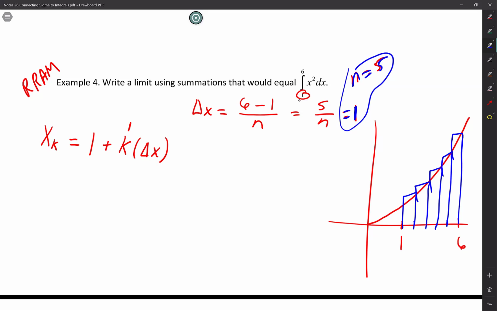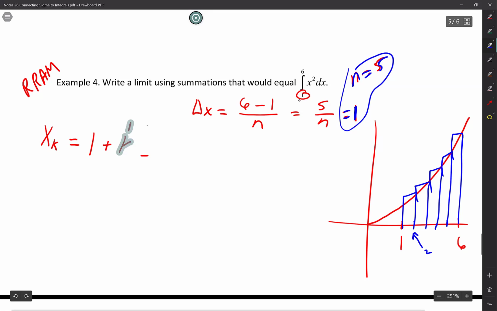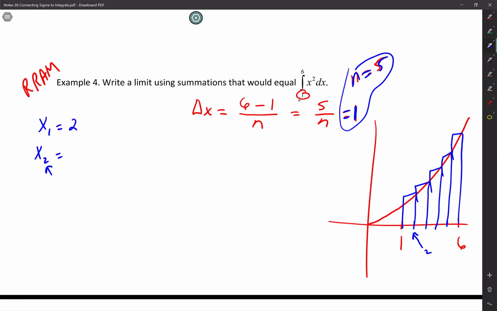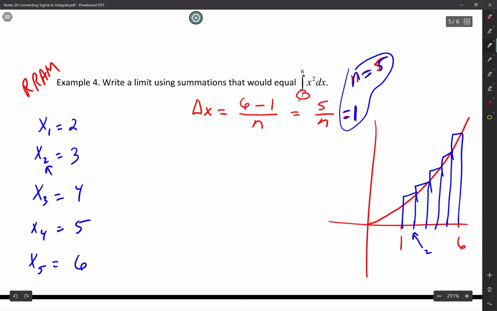Are we still okay? What is this first x value? Well, that first x value is a 2. Don't write this down, I'm just trying to get you guys to see if you can figure this out. My first rectangle is a 2 for RRAM. My second rectangle is a 3. The third rectangle is a 4. The fourth rectangle is a 5. And my fifth rectangle is a 6.